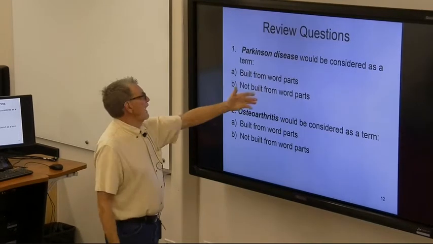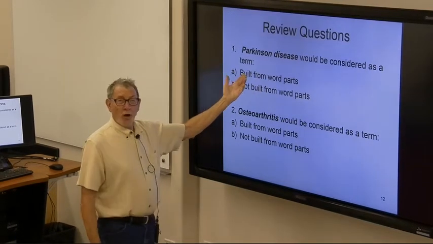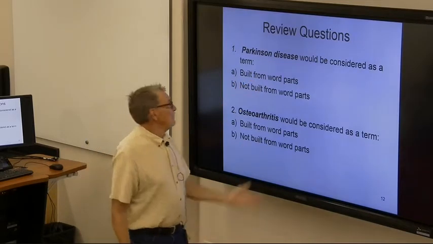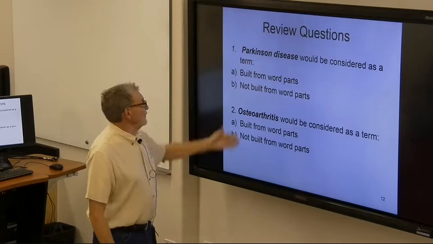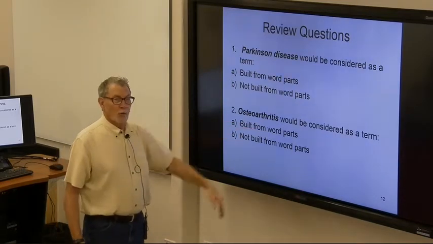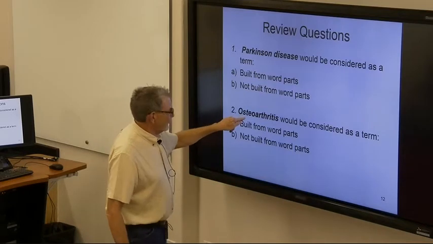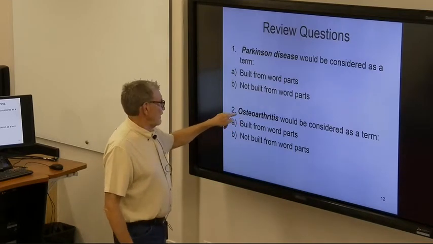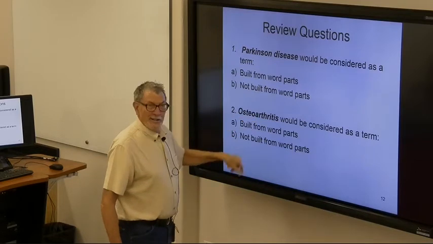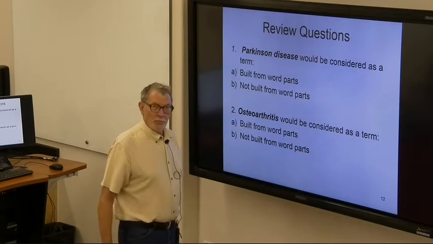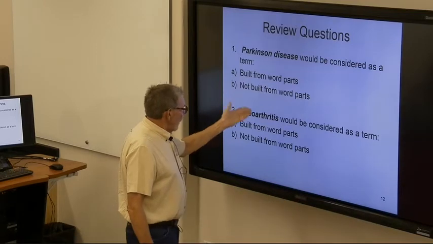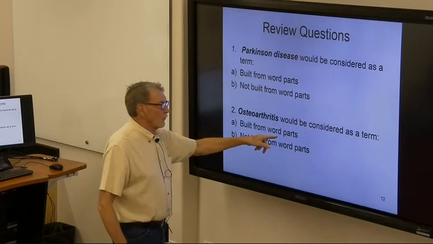Parkinson would be, first of all, what kind of word is it? It's an eponym. And is it built from word parts? No. Osteoarthritis is what? Well, oste is bone. Arthra is joint. Itis means inflammation. So we have inflammation of the bone and joint. So that is built from word parts.